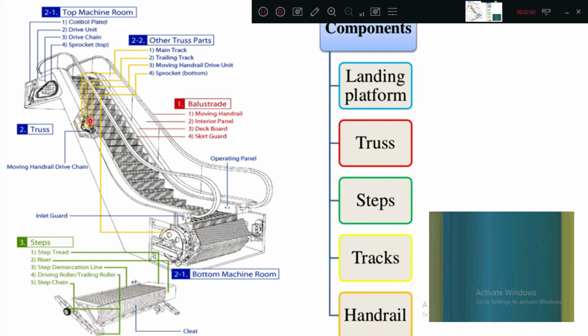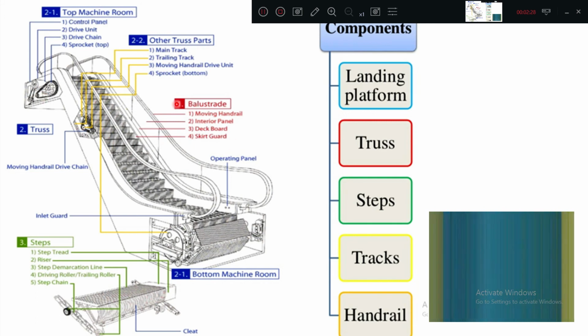This is the intermediate part, which will make the steps arrange in a horizontal incline like that. These are all called the truss part. Main track, trailing track, moving handrail. Sprocket bottom, this is also called a sprocket bottom. So we generally have two types of sprockets, which are nothing but an electrical motor driven chain pulley arrangement.